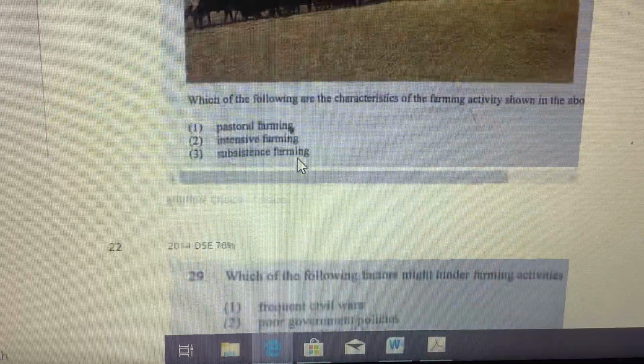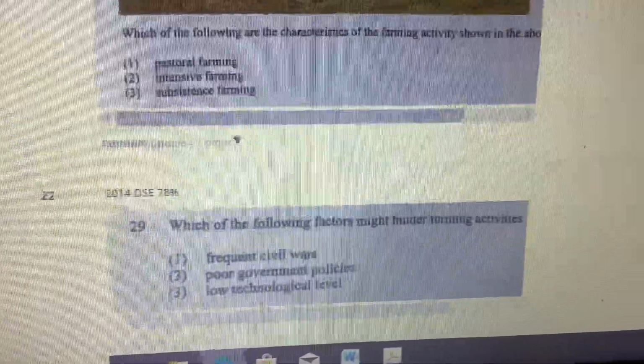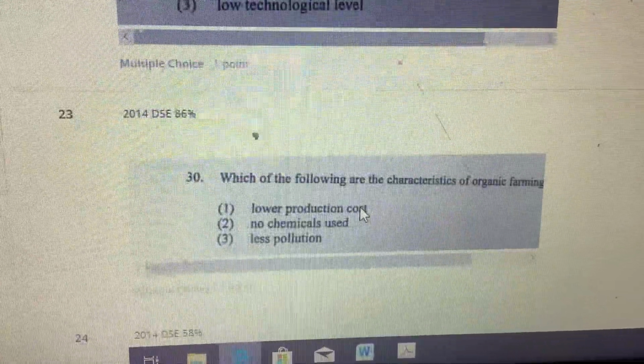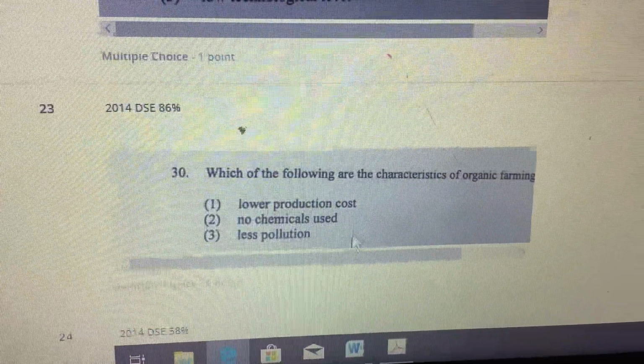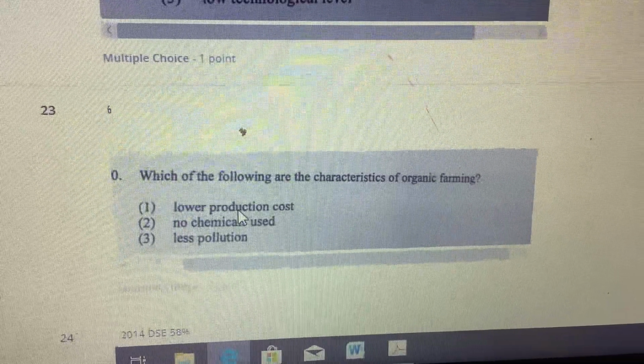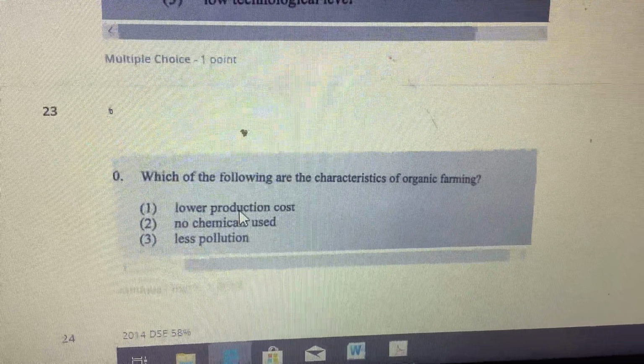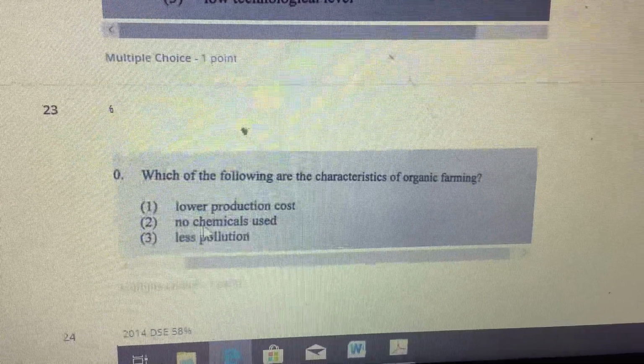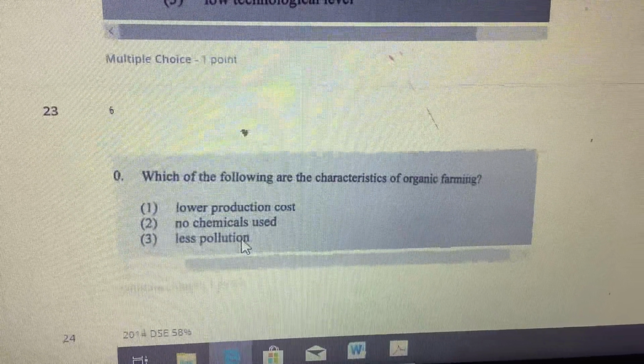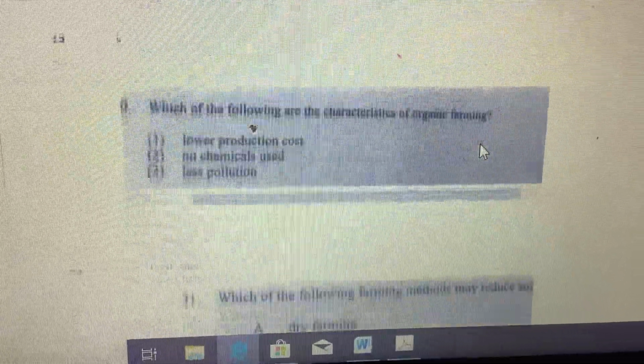Where is it? Where am I? This one. Which of the following are the characteristics of organic farming? Low production cost, not right, okay? It's high production cost. Low chemical use, this one is right. Less pollution, this one is right. So number 2 and number 3, no doubt, okay?